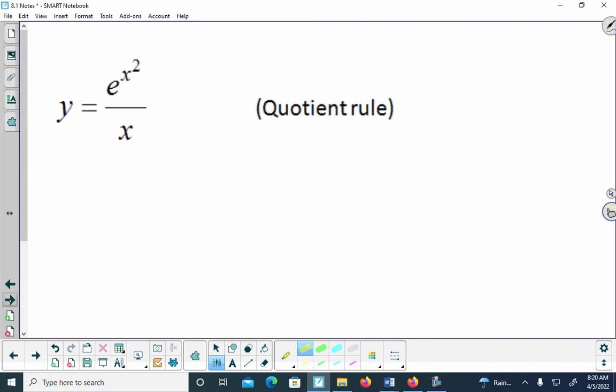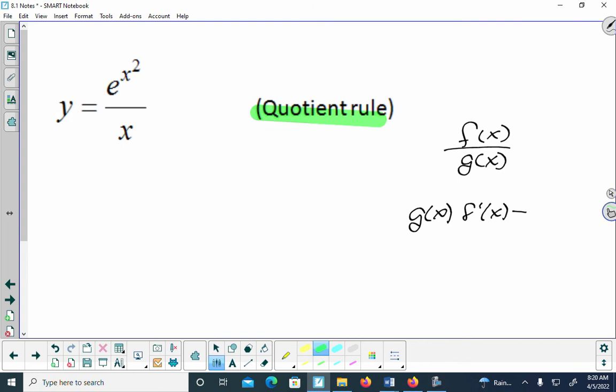So the next one, I have e to the x squared over x, and I put this note here that we're going to have to remember to use the quotient rule. I don't know if you remember the quotient rule, but if I have f of x divided by g of x, remember we leave our denominator alone, take the derivative of the numerator, then we subtract, leave the numerator alone, take the derivative of the denominator, all over the denominator squared. So that's a recap of the quotient rule.